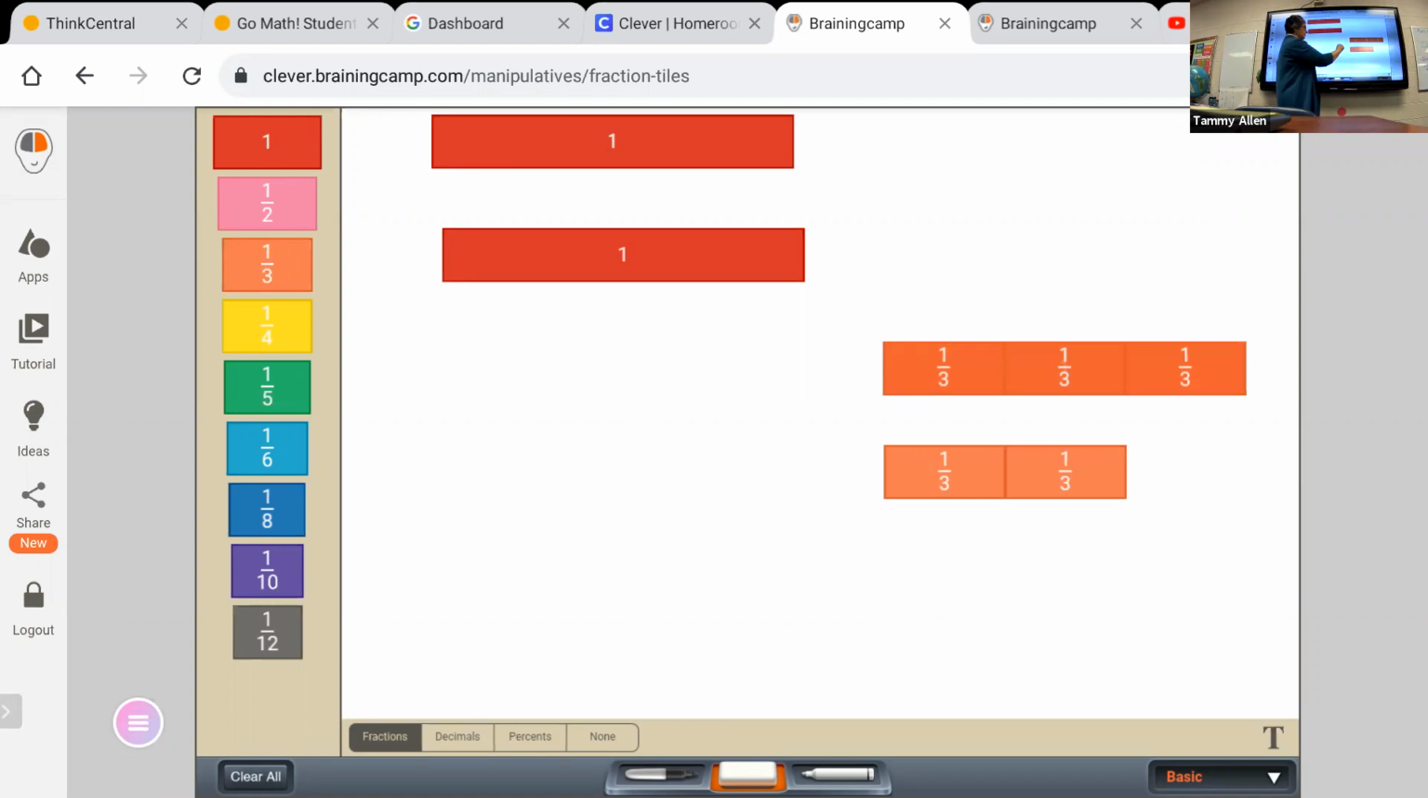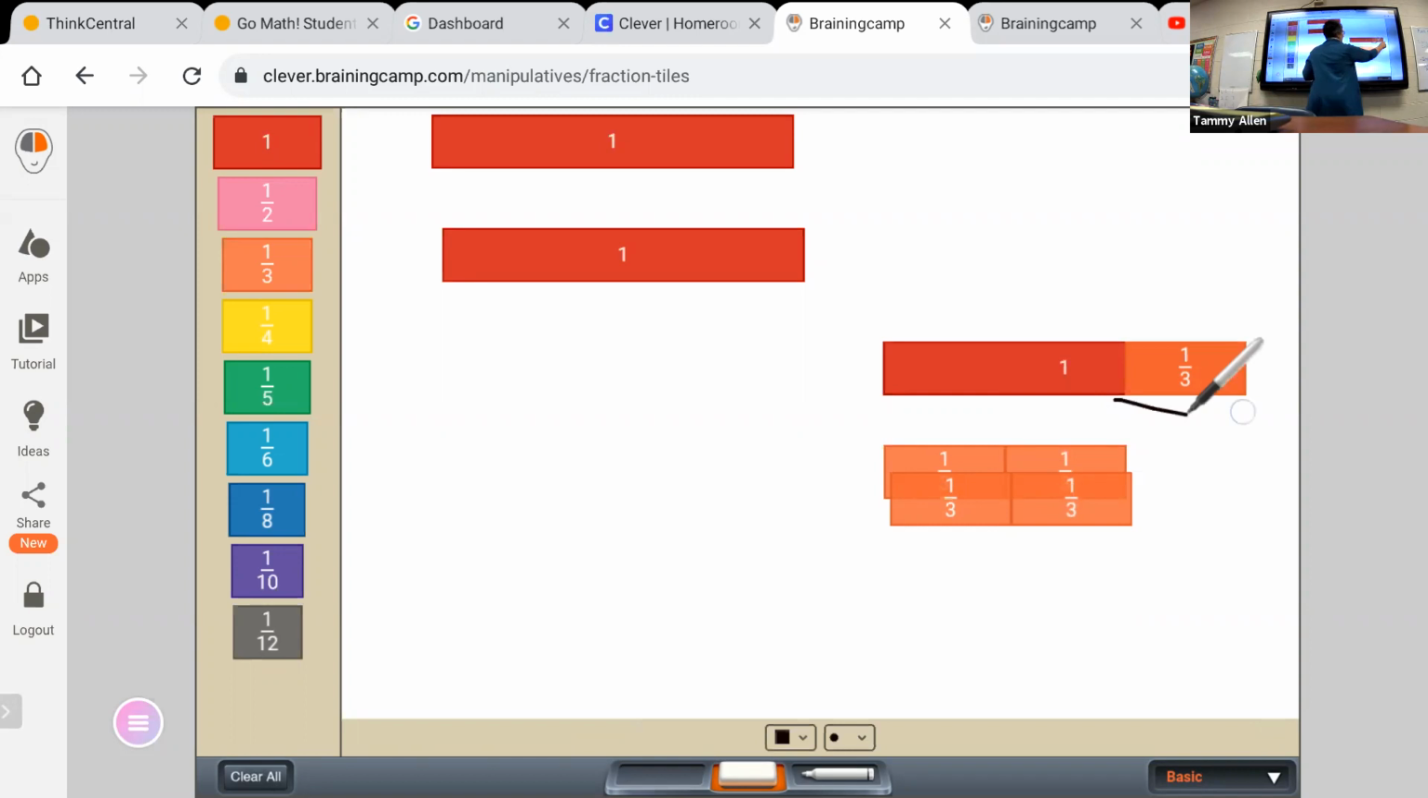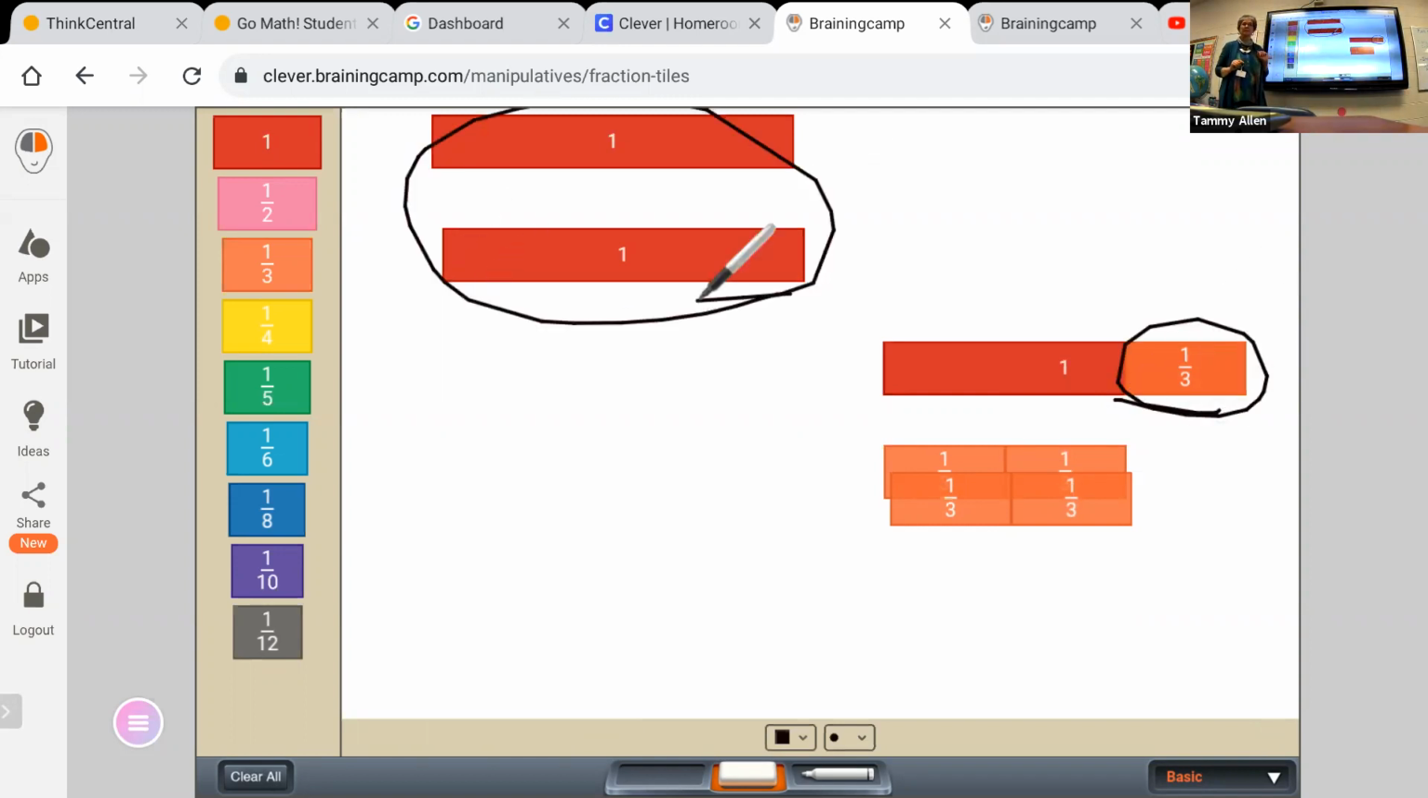So I've got to pull 2 of those out, right? Yes? Pull 2 of them out. I am left with that and these. 2 1/3. That make sense? Yes.